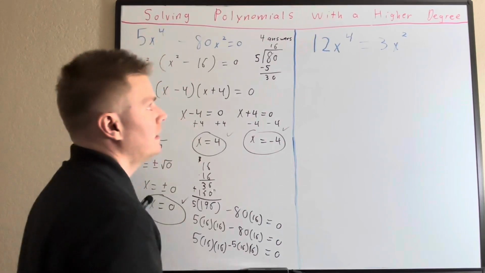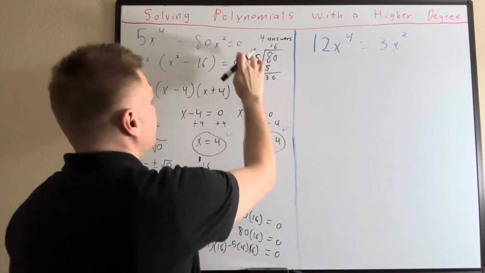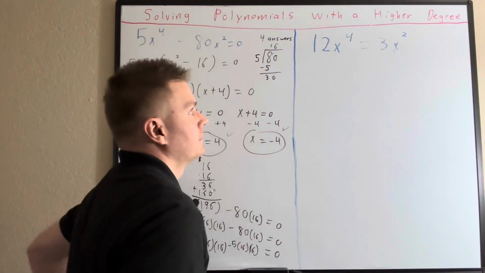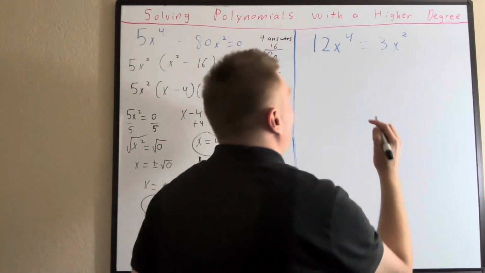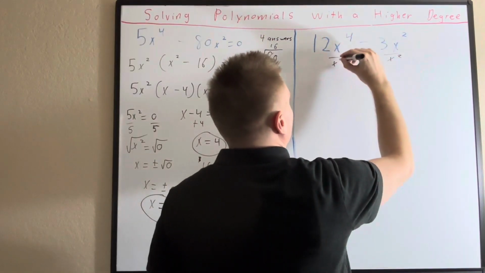Important lesson. All right, let's do this one. This one is a little different. It doesn't set it equal to 0 right off the bat. Some of you might think, oh, I could divide both sides by x squared. That would make my life really easy, right?